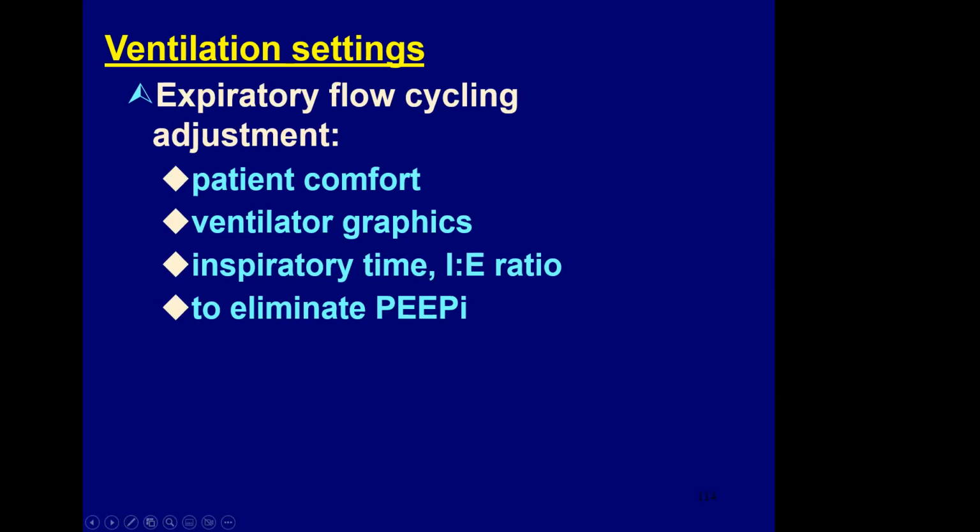Expiratory flow cycling adjustment must be done for patient comfort. We use the ventilator graphics to adjust the expiratory flow cycling, and we also observe and adjust inspiratory time and I to E ratio. We do all of these to eliminate intrinsic PEEP.